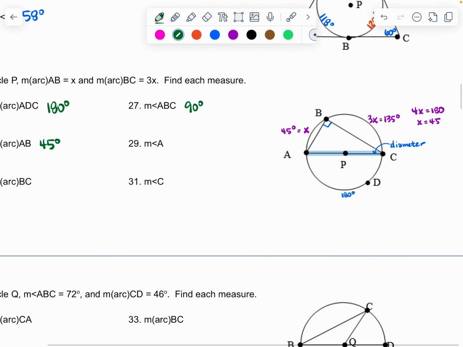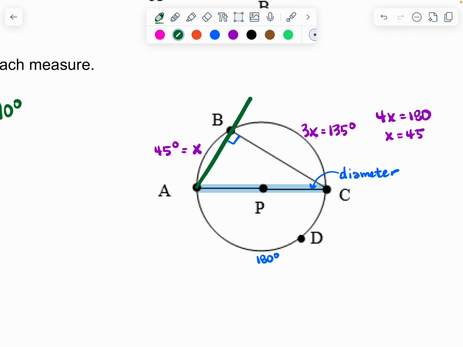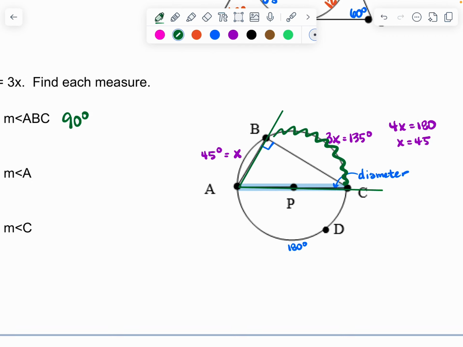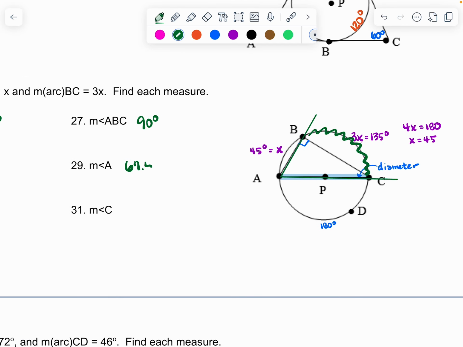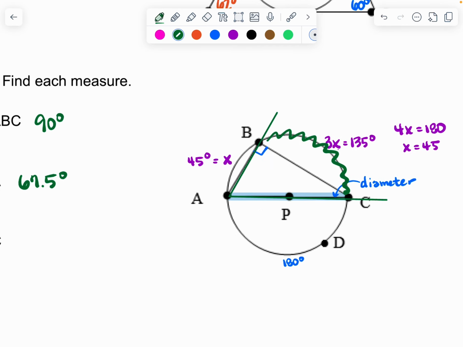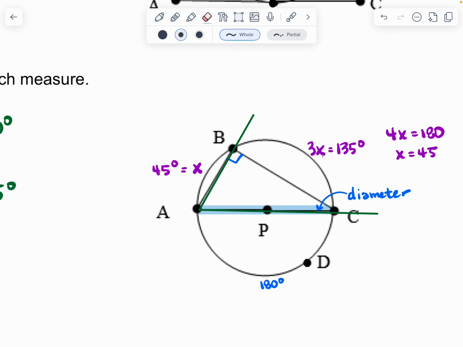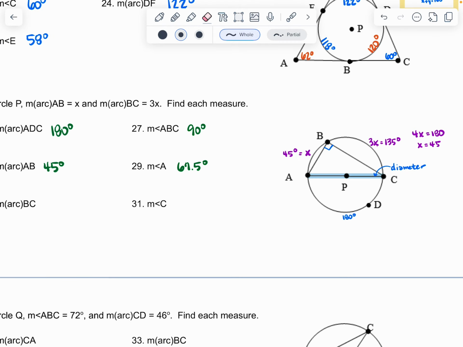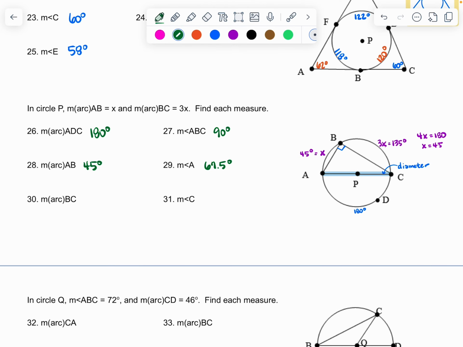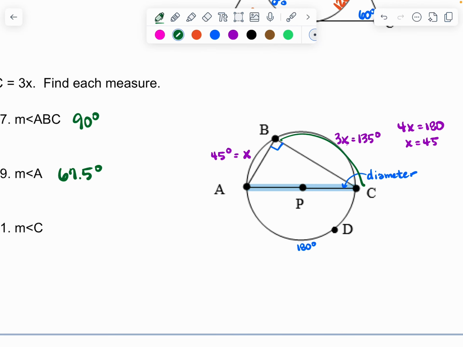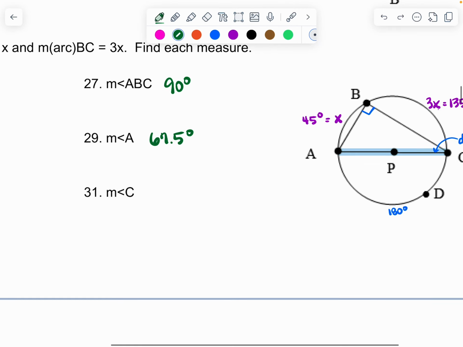Then we have the measure of angle A. That's one I haven't found yet in my picture, but that's pretty easy to find because it's an inscribed angle and it will be half of its intercepted arc, which is 135 degrees. So I just need to take half of 135, which gives me 67.5. Again, I'm starting to feel like a broken record, saying the exact same things over and over again. These rules just keep repeating. Arc BC, already found that. That's 135.